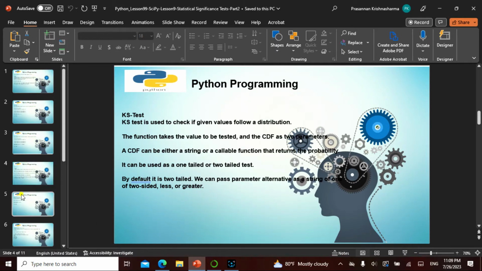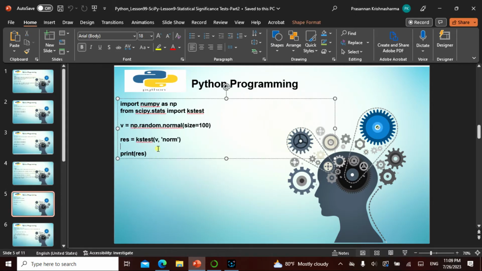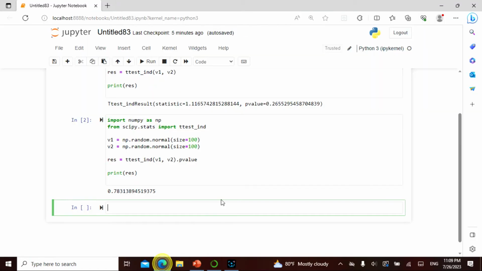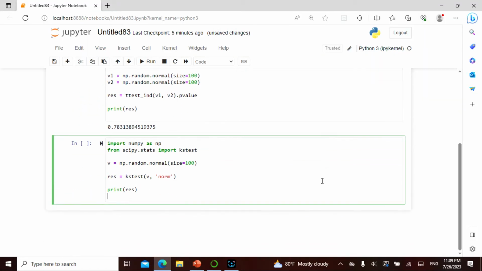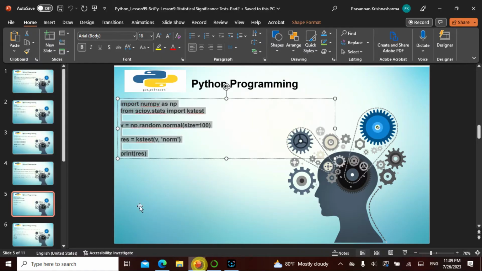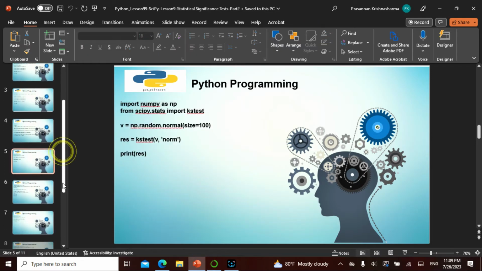All right. So like always, let's actually take this thing. Initially we saw a t-test. So here is a KS test, and then this normal, and then we actually run it. The same thing: instead of a t-test, it's a KS test. We only saw what a KS test is.